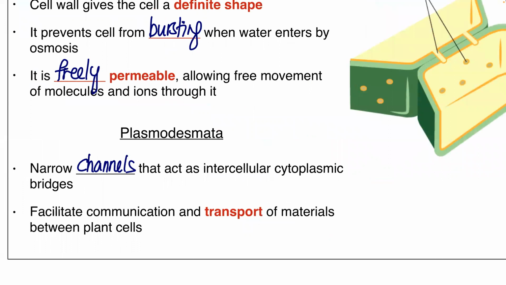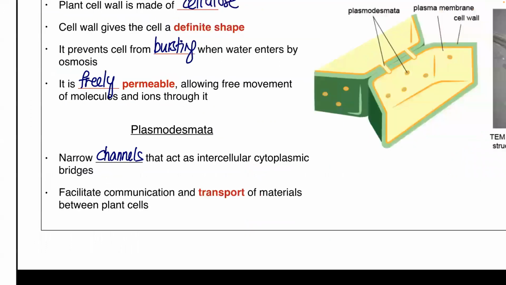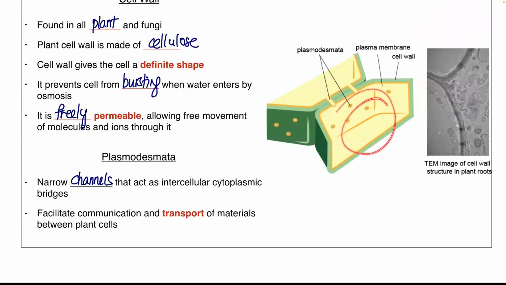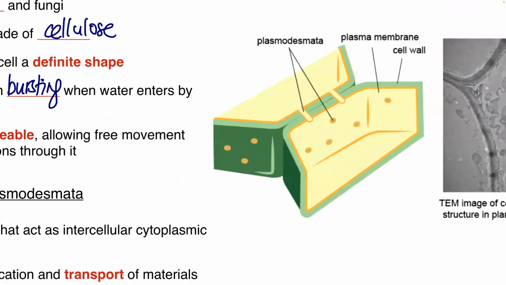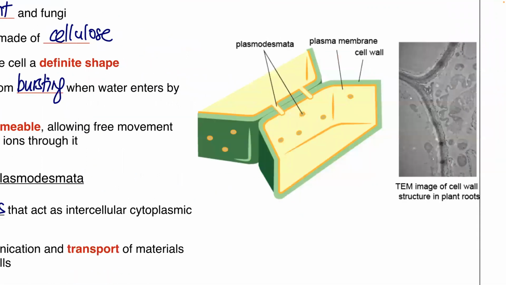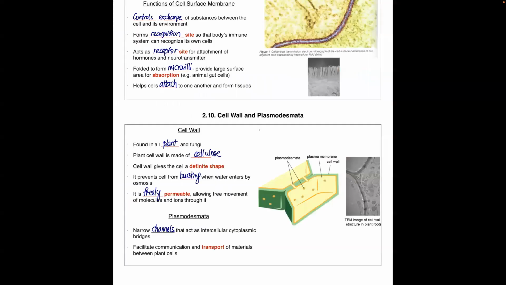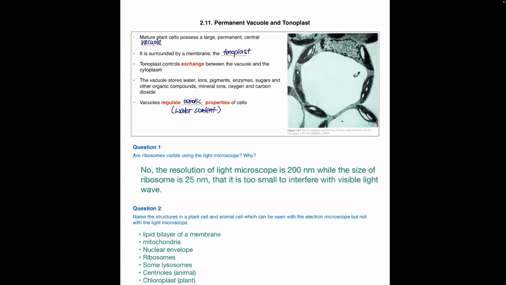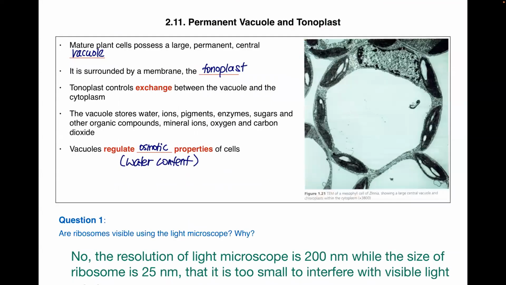For example, in the phloem cells, you learn that you have materials being passed from one cell to the other. So that's a function of plasmodesmata. Again, plasmodesmata is a very, very fine structure. You don't normally see it on a light microscope. Okay. And then permanent vacuole and tonoplast.